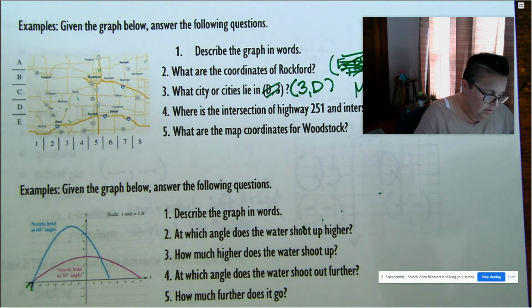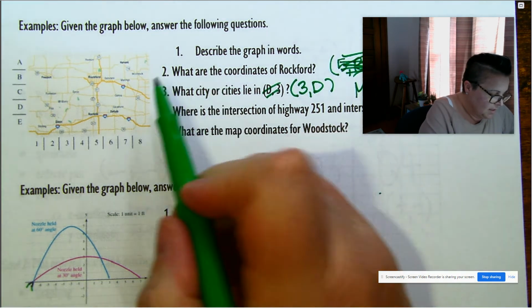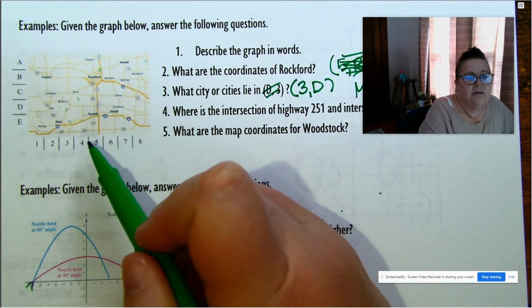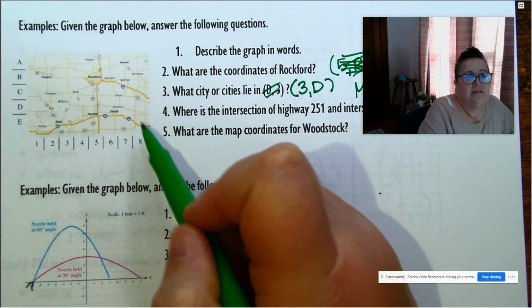And then I've got, what are the coordinates of Woodstock? Woodstock I know is up here. That's Woodstock. I can just see that. So I'm going to say 8B.